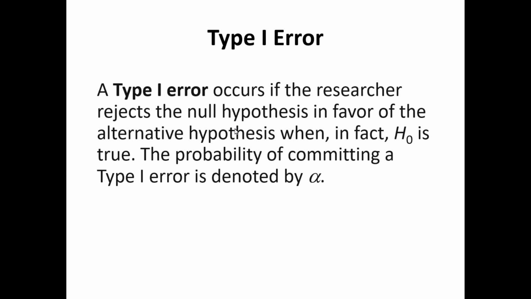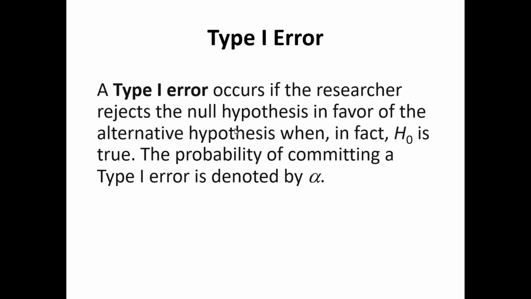There's two types of errors we can make when we do these statistical tests. The first type of error we can make is a type 1 error. That occurs if the researcher rejects the null hypothesis in favor of the alternative hypothesis, when in fact the null is true. The probability of committing a type 1 error is denoted by alpha.